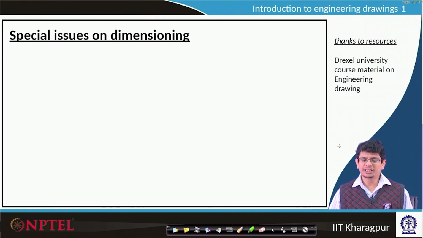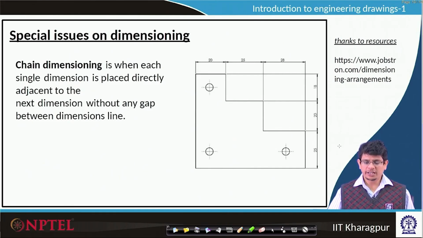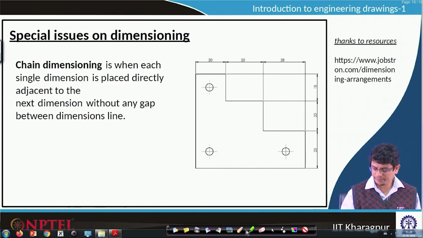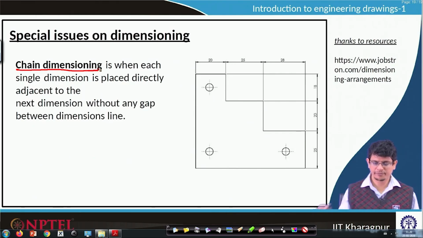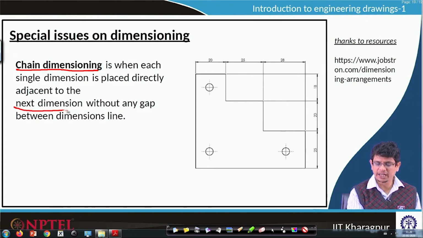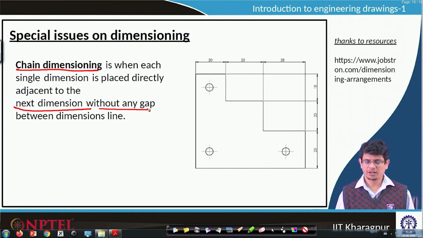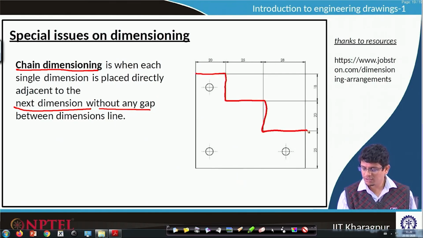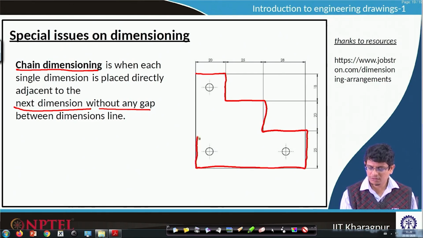Now, we will come to special issues on dimensioning. There are different ways of dimensioning these lines. One of them is called chain dimensioning. It is used when each single dimension is placed directly adjacent to the next dimension without any gap. For example, let us take this object. There is a step block, it has a few holes also.